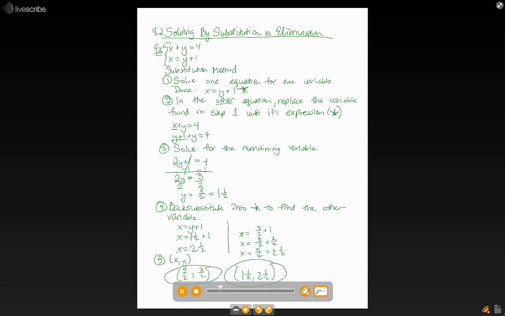Okay. And then if you wanted to check, how would you do that? Plug which one? Yeah, you have to plug it into both, right? And it has to work for both. And which one would you like to plug in? Which one would you prefer to plug in?